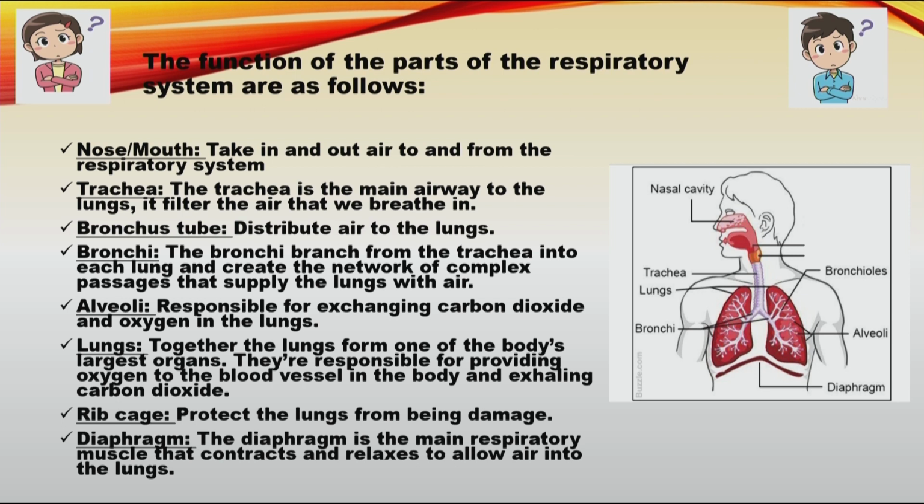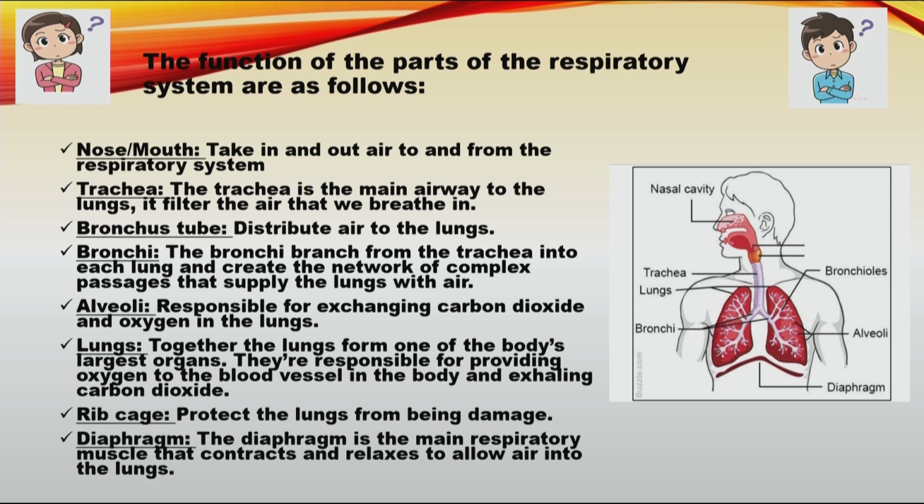Okay. So first of all, we have the nose and mouth. The nose and mouth take air in and out to and from the respiratory system. We have the trachea. The trachea is the main airway to the lungs. It filters the air that we breathe in. Then we have the bronchus tube, like we saw in our last session. This part distributes air to the lungs.